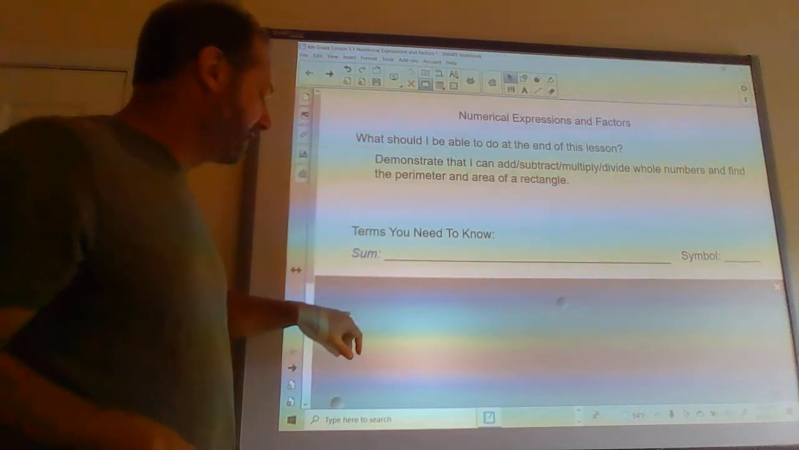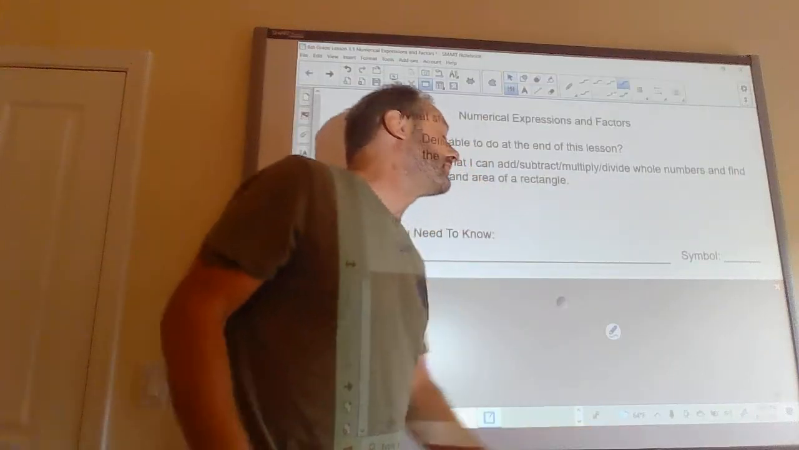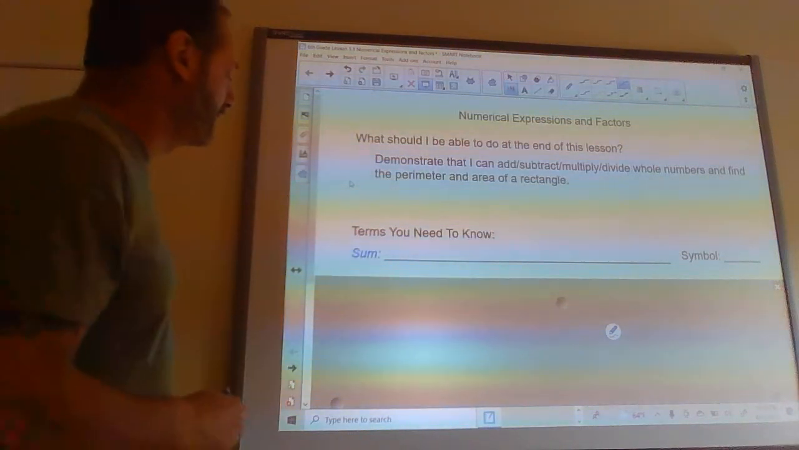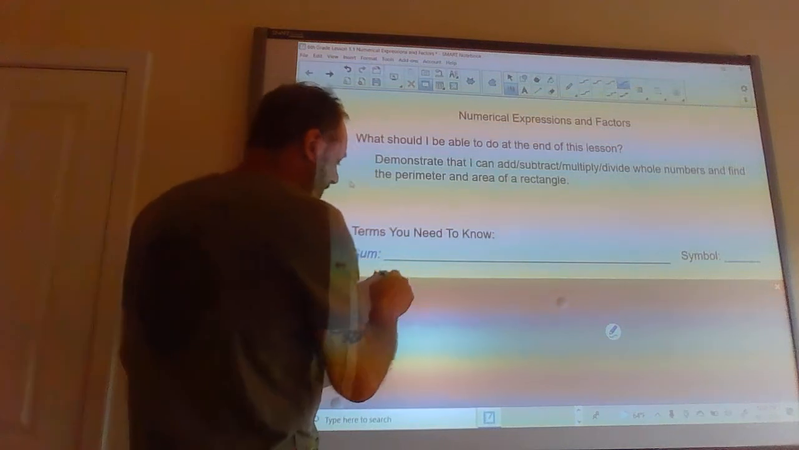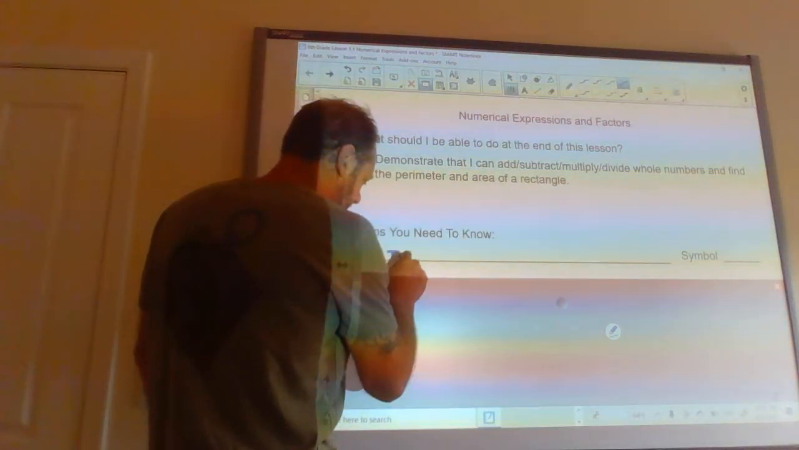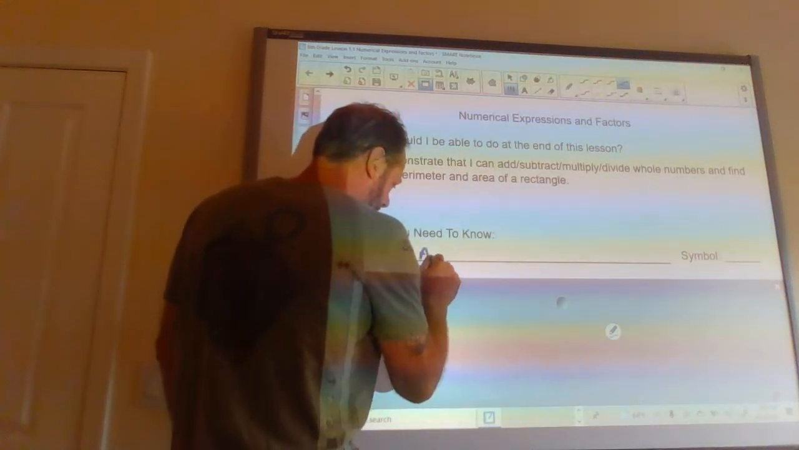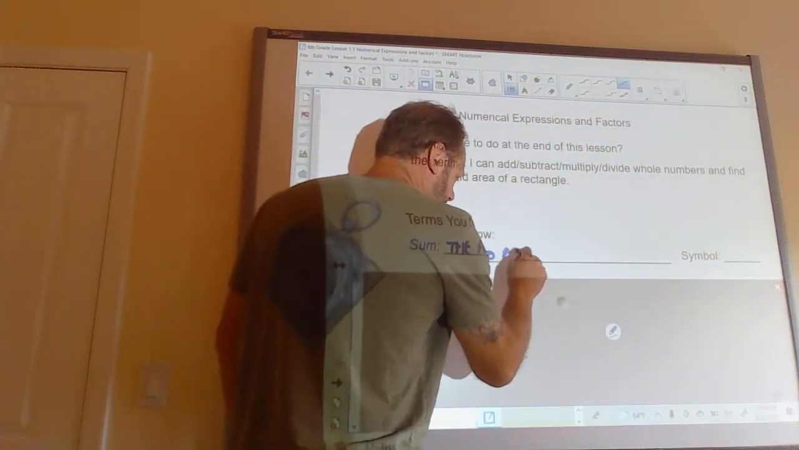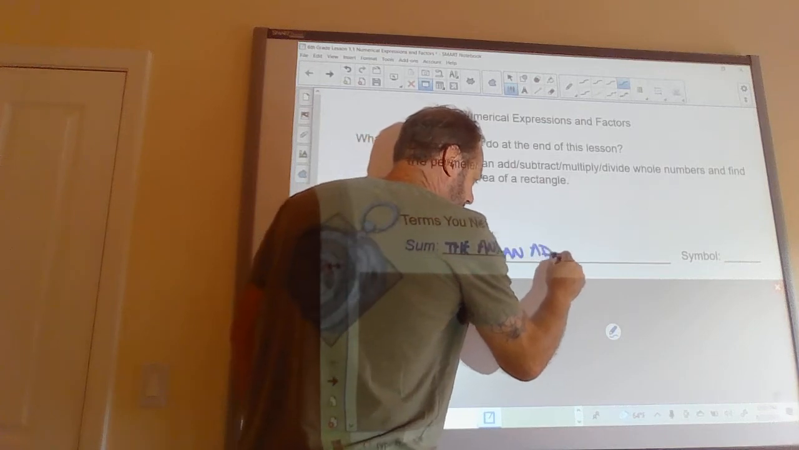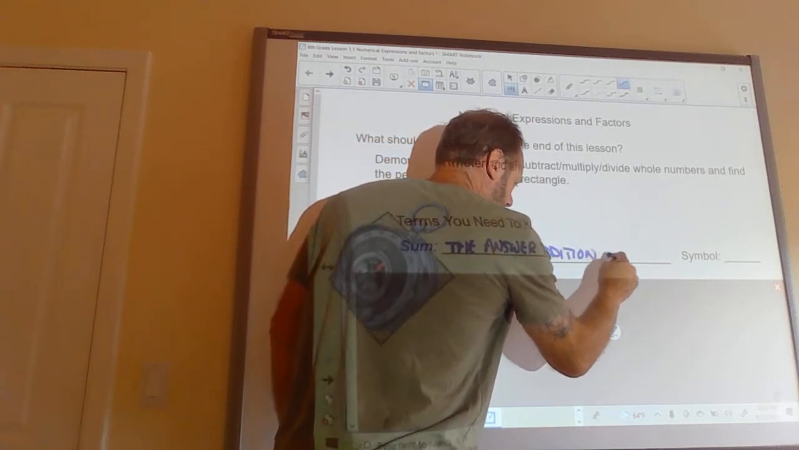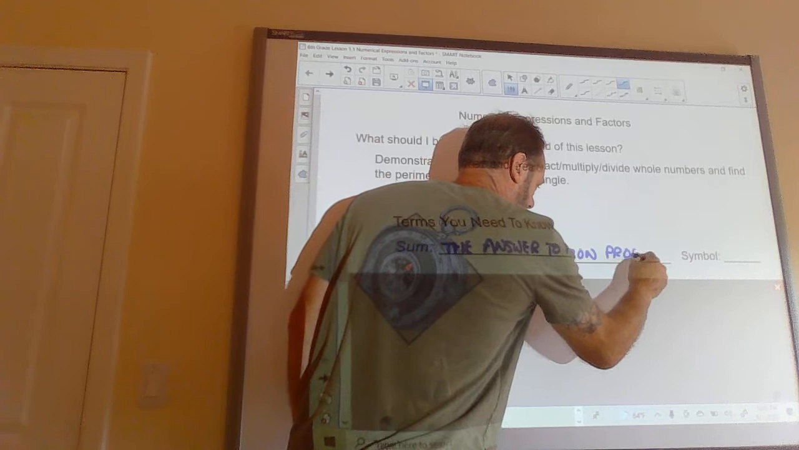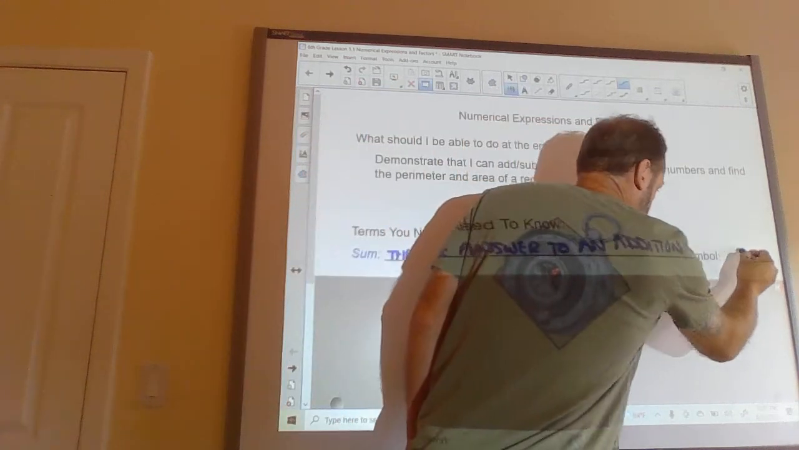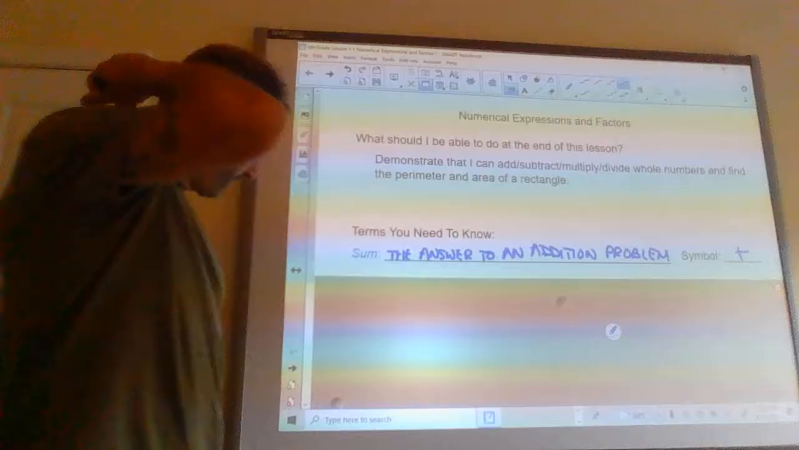Okay, so the first thing we need to do is make sure we understand all the terms. So the first term we need to know is sum. You probably already know this, but just in case, a sum is just the answer to an addition problem. And of course the symbol that we use is just the plus sign.